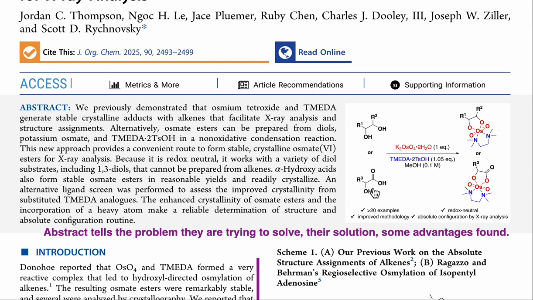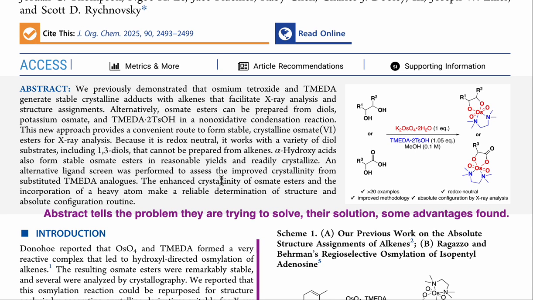The article starts with an abstract of what they did in the article, or what they're talking about, and they also have a little graphic, a figure showing what they're doing. So they're making some osmate esters with a little ligand on them. So the osmium, in addition to having oxygen, also has this tetramethylethylenediamine, so that's TMEDA, on the osmium on the other side, and they are using diols or alpha hydroxy acids.